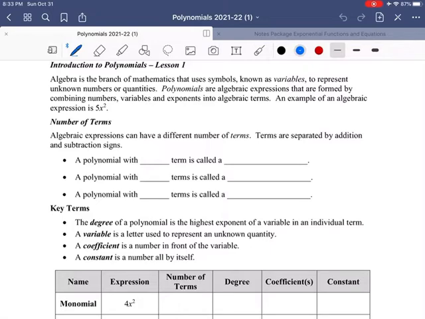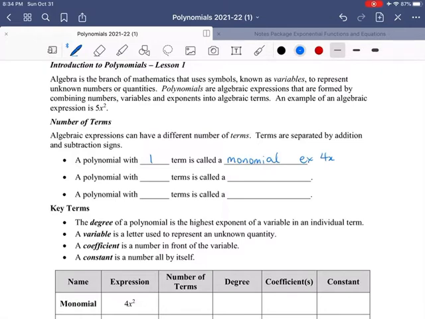So we're going to talk about some specific names, and you're going to have to know what these things mean. Algebraic expressions can have a different number of terms. Terms are separated by addition and subtraction signs. So a polynomial with one term is called a monomial. For example, 4x. There's just one thing there. It's nothing separated by an addition or subtraction.